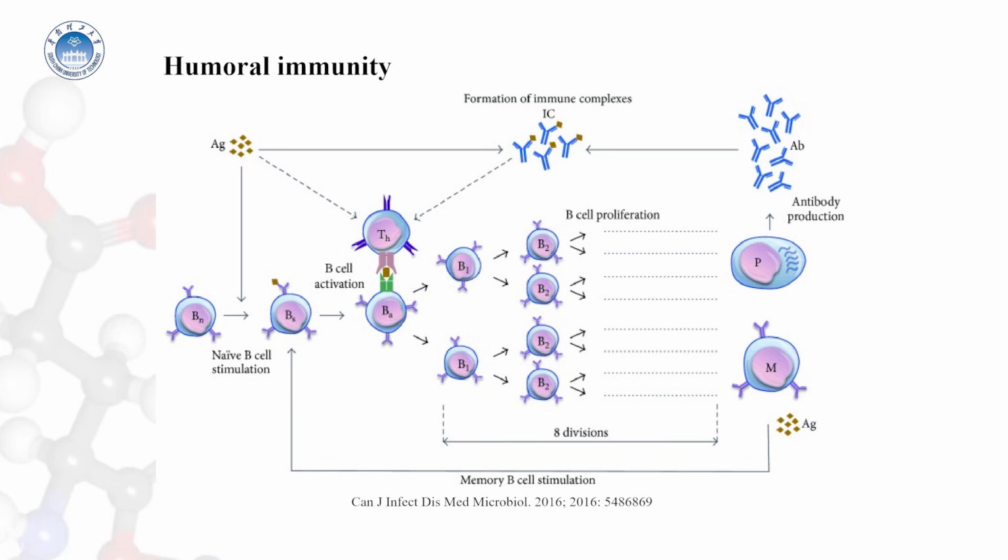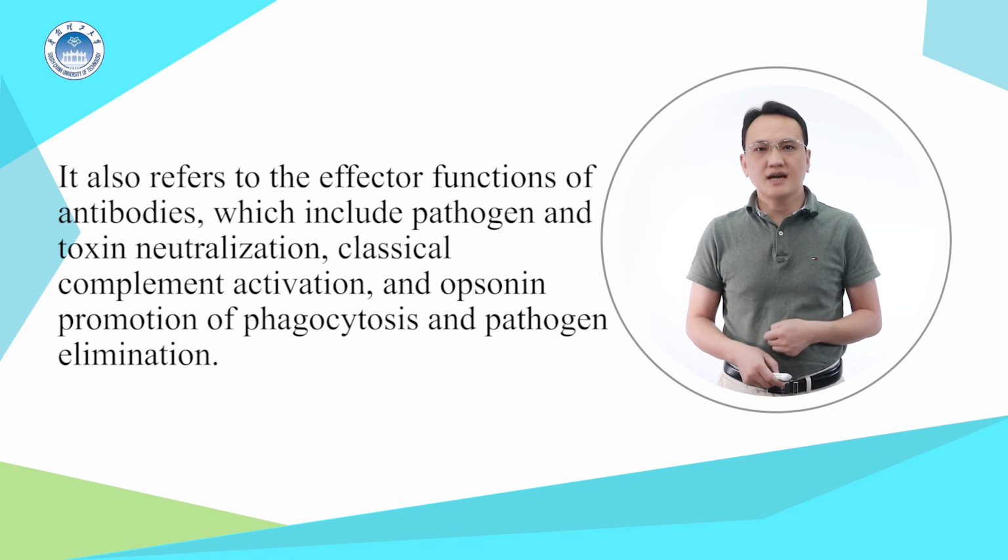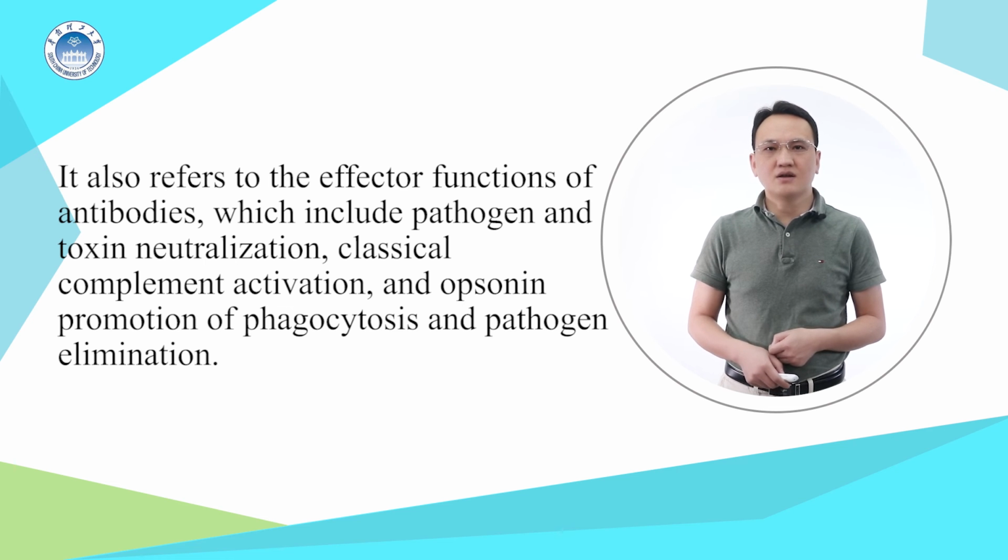Humoral immunity refers to antibody production and the accessory processes that accompany it, including Th2 activation and cytokine production, germinal center formation, isotype switching, affinity maturation, and memory cell generation. It also refers to the effector functions of antibodies, which include pathogen and toxin neutralization, classical complement activation, and opsonin promotion of phagocytosis and pathogen elimination.